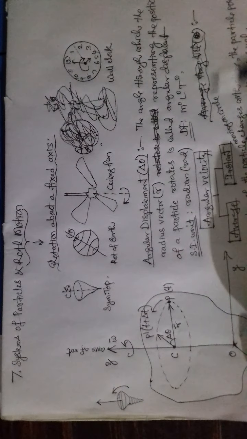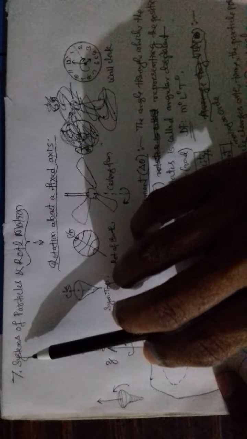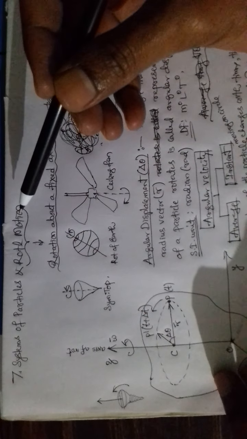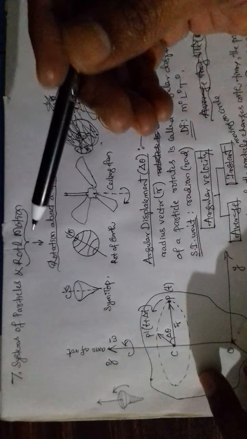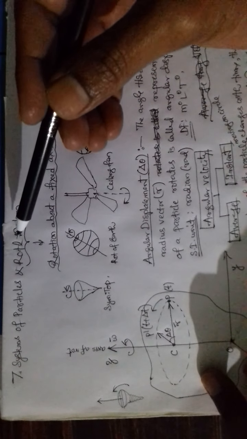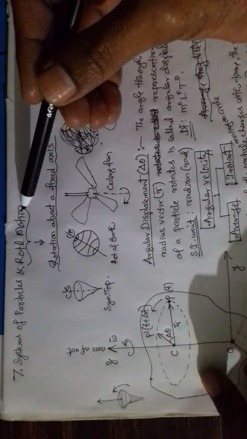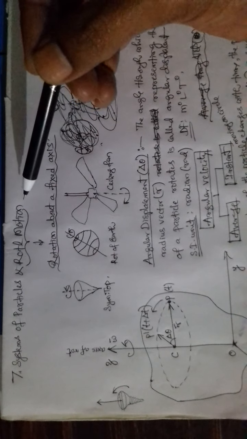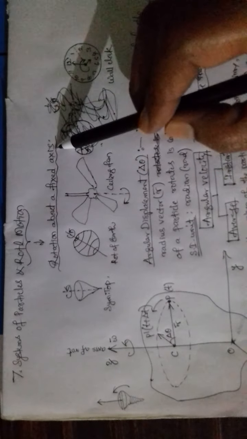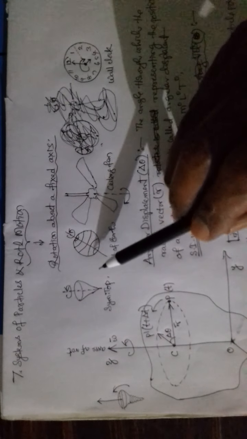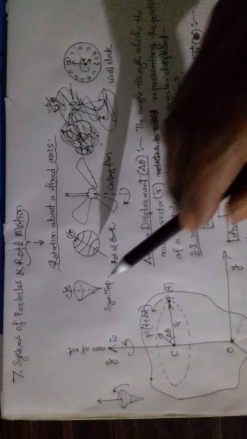Dear students, our lesson is System of Particles and Rotational Motion. In the previous videos, we considered systems of particles. From now onwards, we will be considering rotational motion, and we consider rotation about a fixed axis. Let us consider some examples.